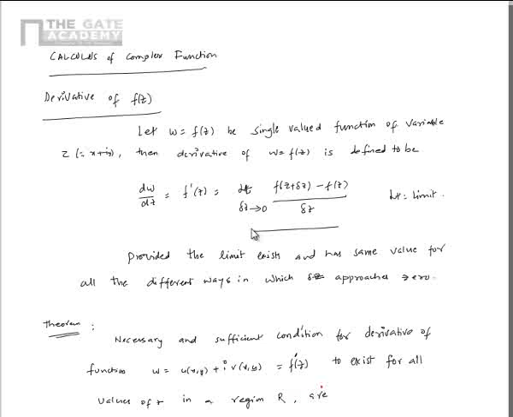Okay. So these are the conditions. If w is u plus iv, and it has to be equal to the derivative of z, that is f dash z, then what are the necessary conditions for the derivative to exist at all points? That's the basic thing.